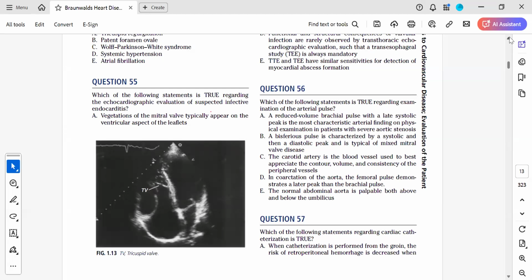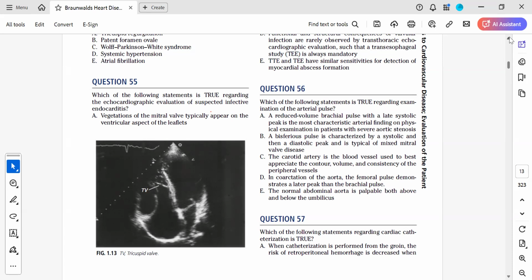And B, a bisferiens pulse is characterized by a systolic and then a diastolic peak and is typical of mixed mitral valve disease. No, we talked about this, that is seen in patients with mixed aortic stenosis and regurgitation. Then C, the carotid artery is the blood vessel used to best appreciate the contour, volume, and consistency of peripheral vessels. So this is wrong. The carotid artery is not used to test the contour, volume, and consistency of the peripheral vessels.